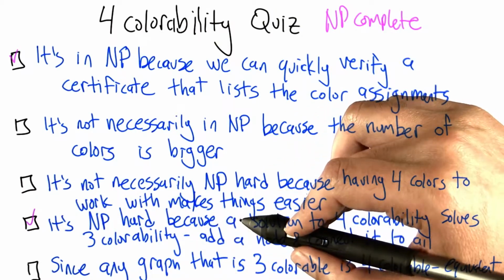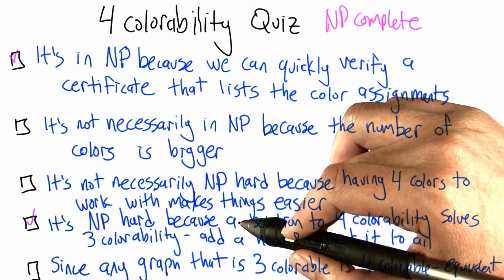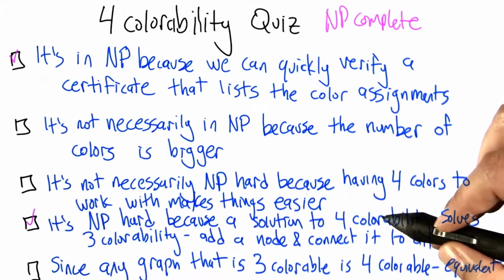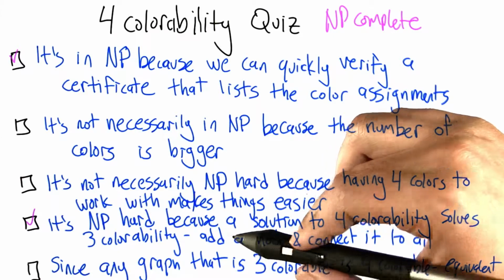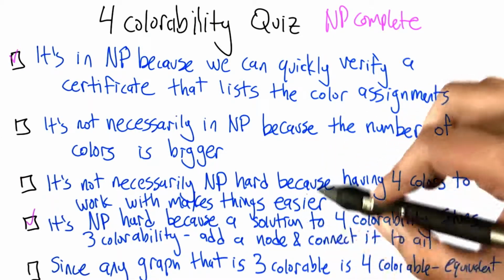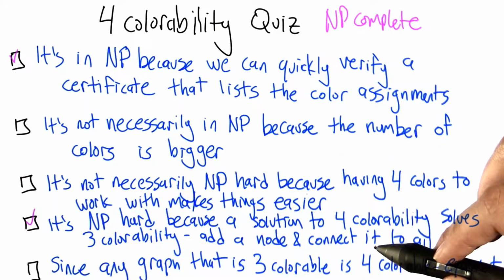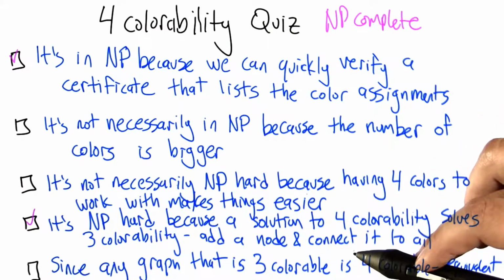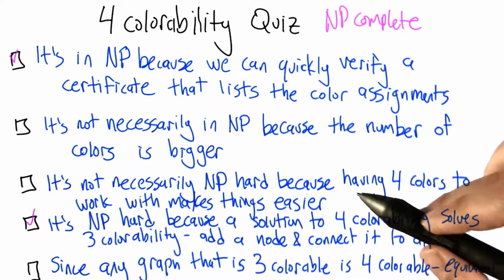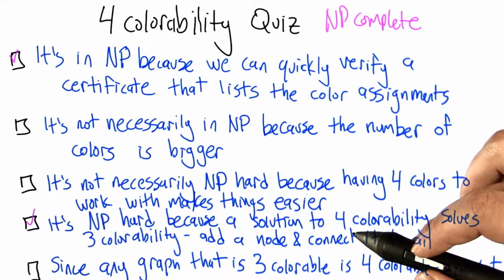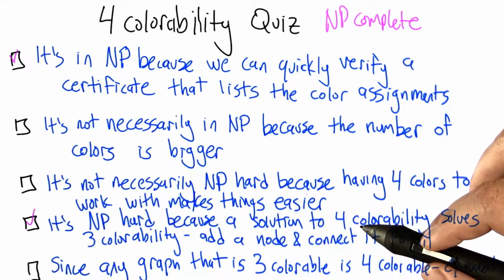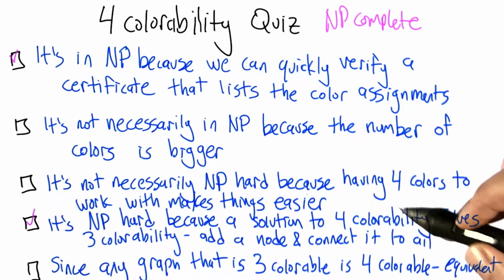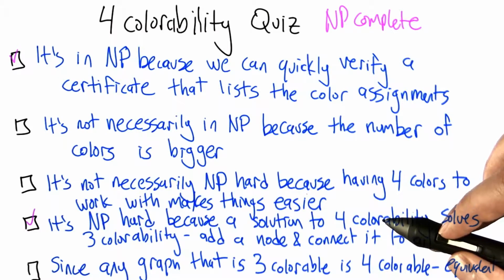So if you give me a graph and say, is this 3 colorable? And to help you out, I'll give you an algorithm for solving 4 colorability. All I need to do is add a node to that graph, connect that node to every other node in the graph. That means that that new node is going to have a different color than everything else in the graph. And now you say, okay, is this graph 4 colorable? And if it is 4 colorable, then the color for this newly added node will be different from all the other ones, so the rest of the graph has been 3 colored.